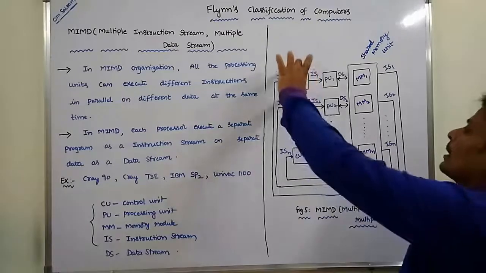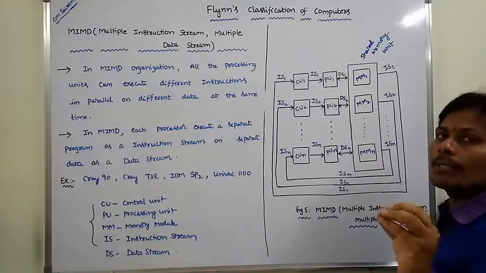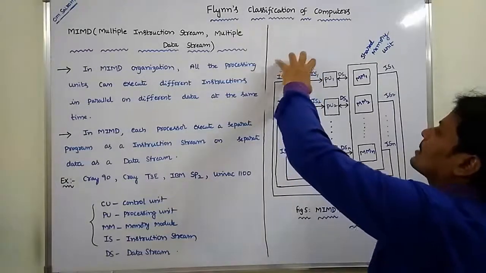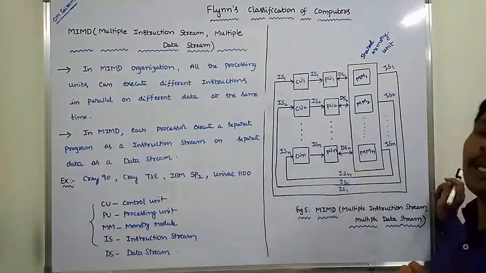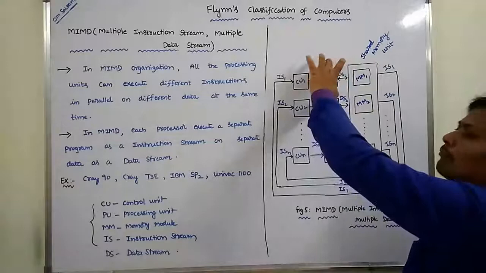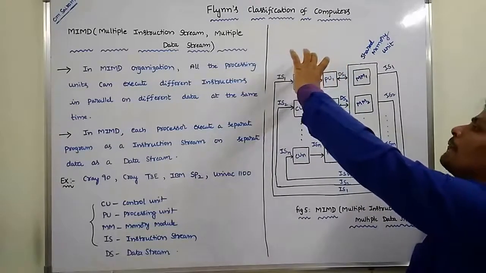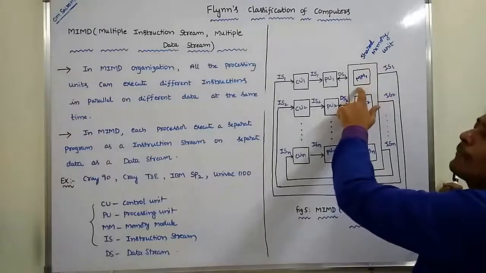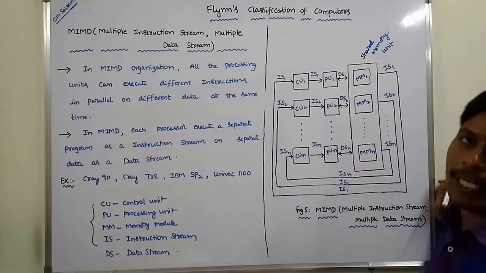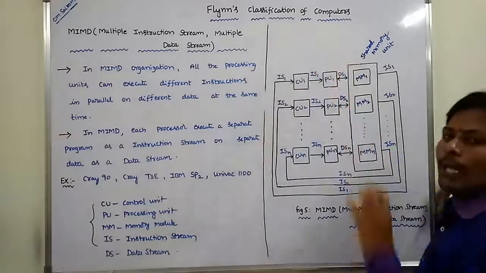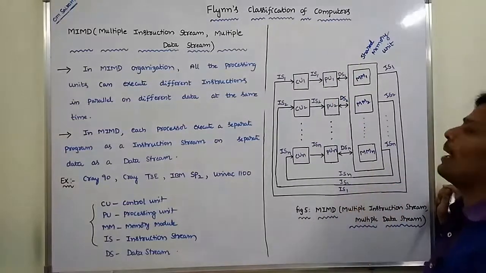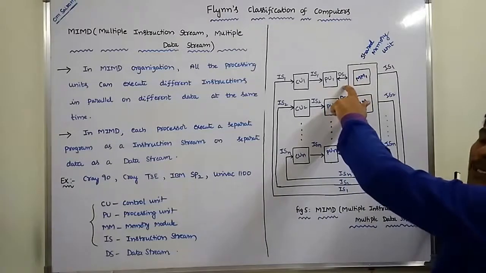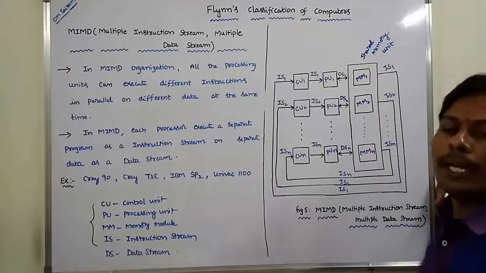Next, control unit 1 can read the instruction stream 1 from memory module 1 in the shared memory unit. Whatever instructions are sent to processing unit 1 as an instruction stream, this processing unit 1 can execute the instructions read from memory module 1 via control unit 1 with the data taken from memory module 1 as a data stream. Now it can execute the instruction with these two inputs by processing unit 1. Whatever output we get at processing unit 1 is again stored in memory module 1.